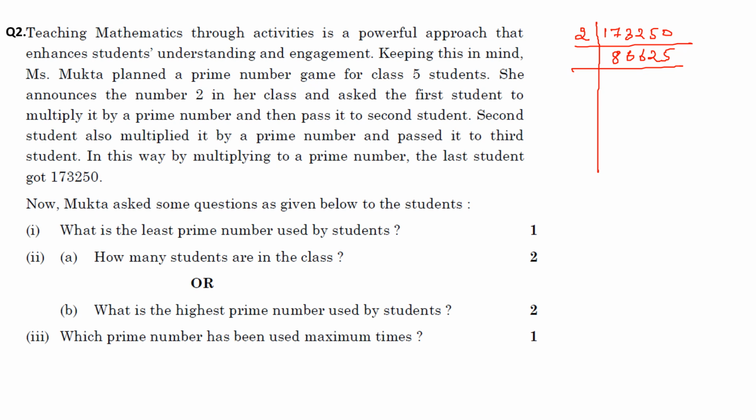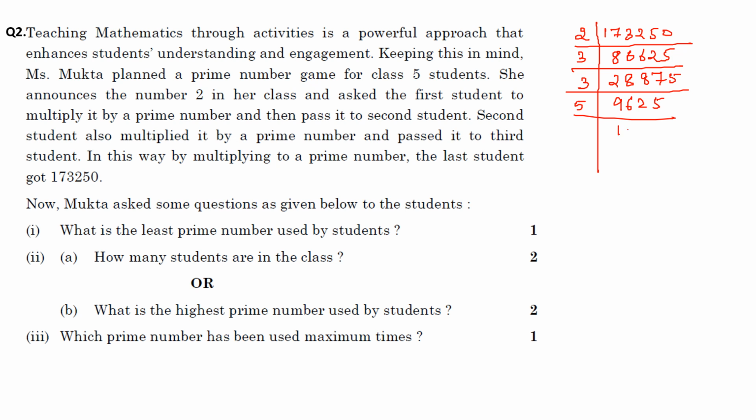Now first student multiply some other prime number. So if you see here, this number is divisible by 3. So I will use here now 3. So it will be 28875. Now next will be again 3 table, it will go. So it is 9625. Now it will go in 5 table.